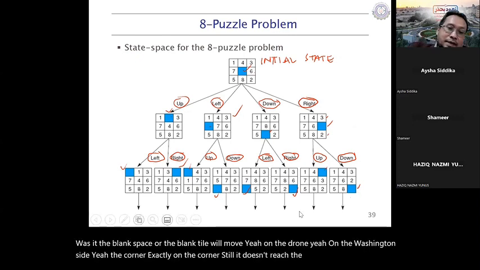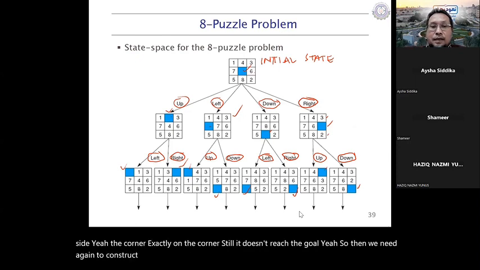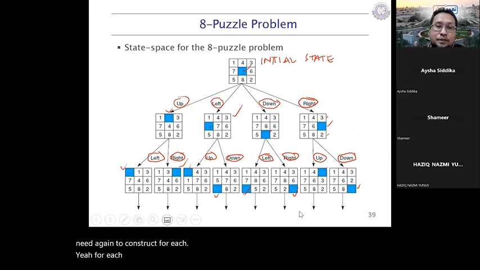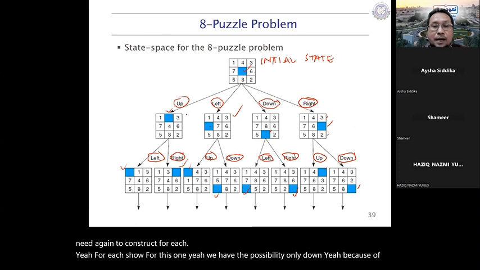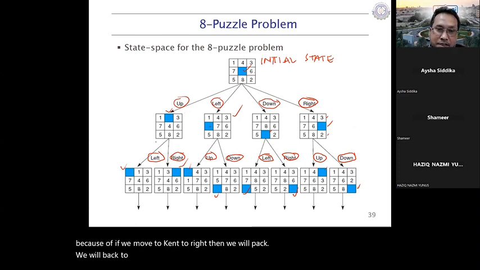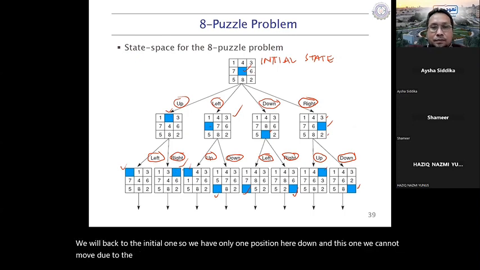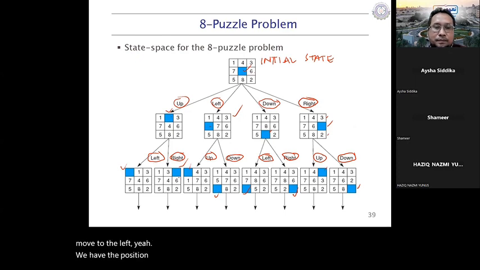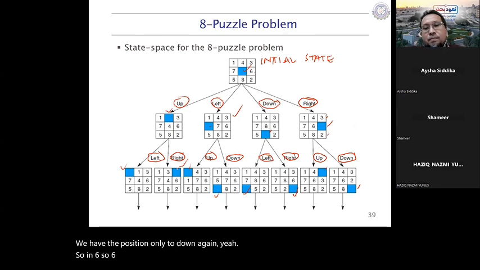So then we need to construct again for each one. For this one, we have the possibility only down, because if we move right again, we will go back to the initial one. We have only one position here, down, and this one we cannot move to the left. We have the position only down again. So in number 6, the 6 will be put on the top.